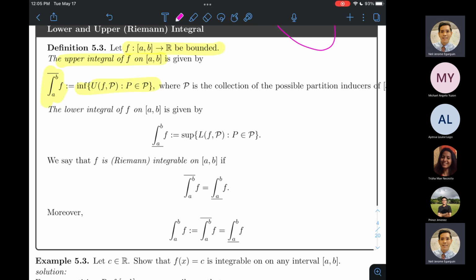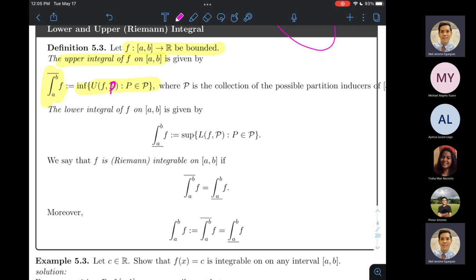Typo here, this should not be a curly p. It should be a straightforward p. Ano? Kasi kukunin mo lahat ng posibleng upper Riemann sum, tapos kukunin mo yung greatest lower bound ng mga upper Riemann sums. Alright? So yun yung pagko-compute ng upper integral.